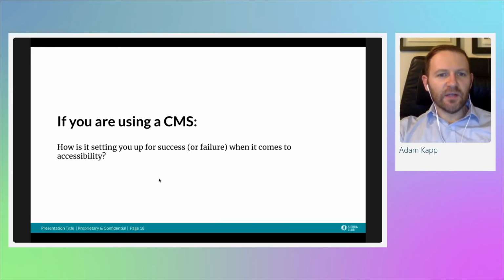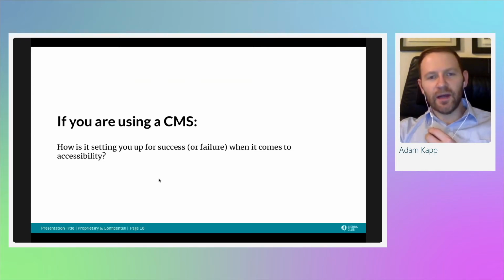Some other lessons learned or tips to pass along here. If you're using a content management system, we had some conversations internally about it. Content management systems certainly have some advantages in terms of data structure that can be helpful for accessibility, but there might also be some pitfalls. So just understanding what your content management system is or is not doing in terms of having the right fields or things that you need is a conversation well worth having.